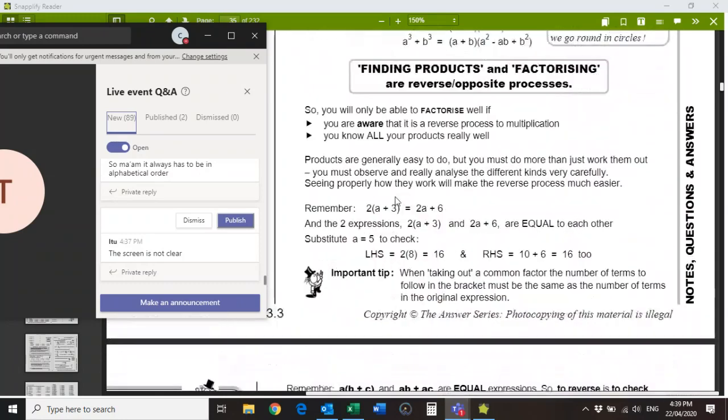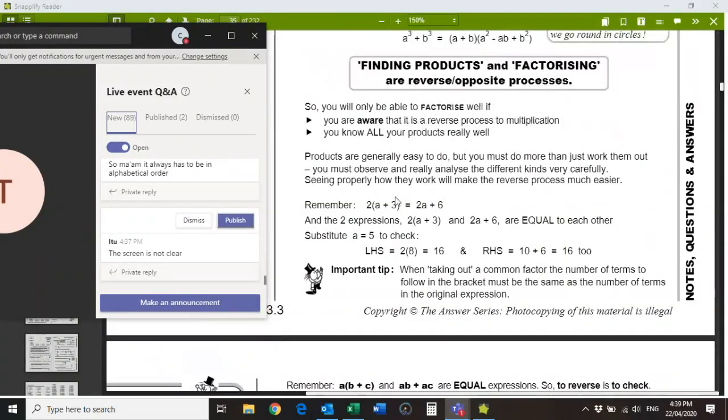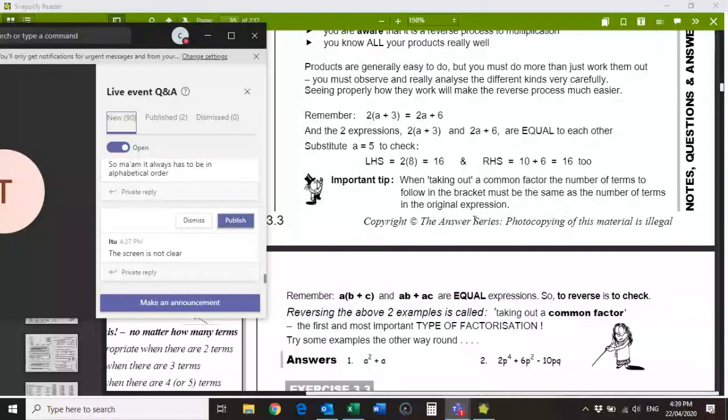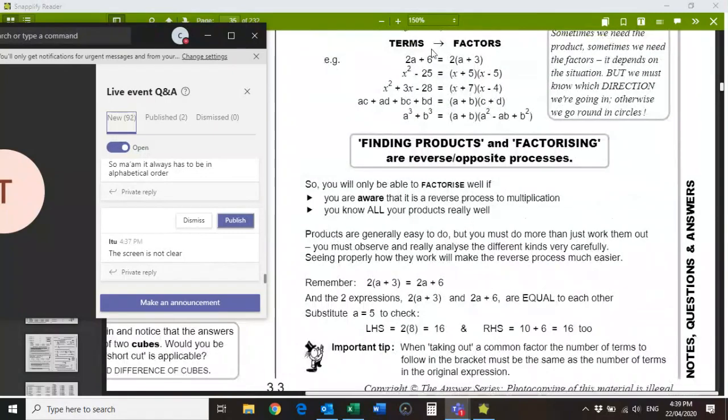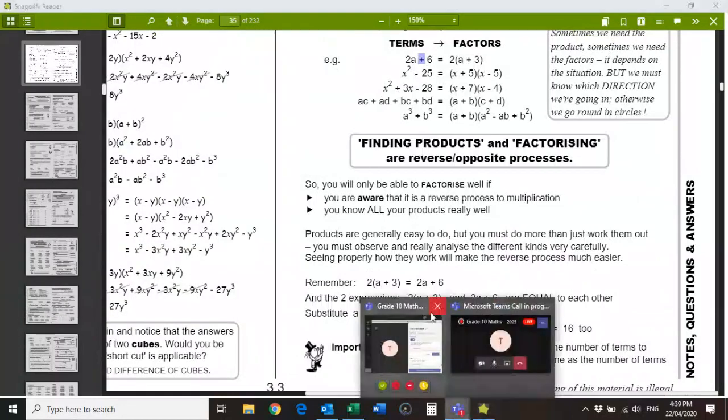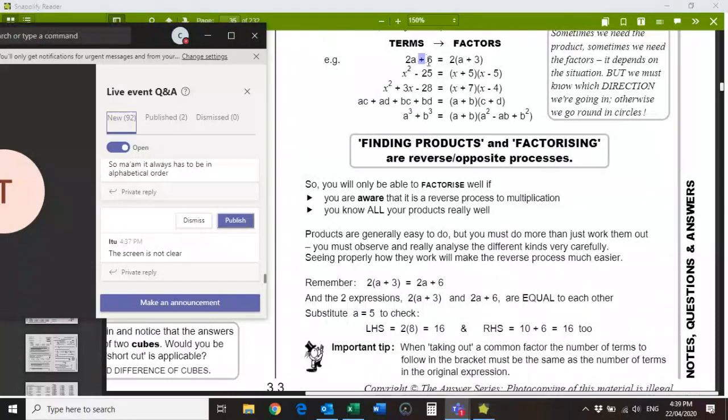So remember, these two expressions are obviously equal to each other. Very important tip: when taking out a common factor, the number of terms to follow in the bracket must be the same as the number of terms in the original expression. Basically, what they mean is, can you see there are two terms? Because what distinguishes one term from the next is a plus or a minus. So there are two terms. But now when I factorize, can you still see there are two terms? Because when I multiply, it becomes one term, two terms.